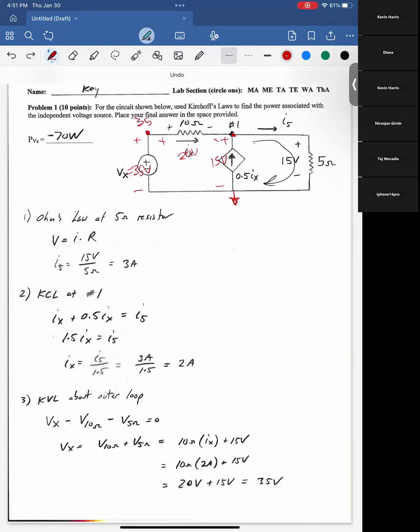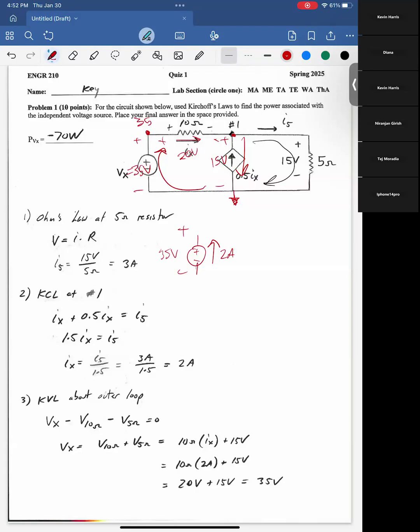Basically, if we know that it drops down 20 volts here, and then it drops down another 15 volts here, then it has to go back up by 35 volts there. So now we have our voltage source. We know it's 35 volts, and we know that there are 2 amps going up through it.